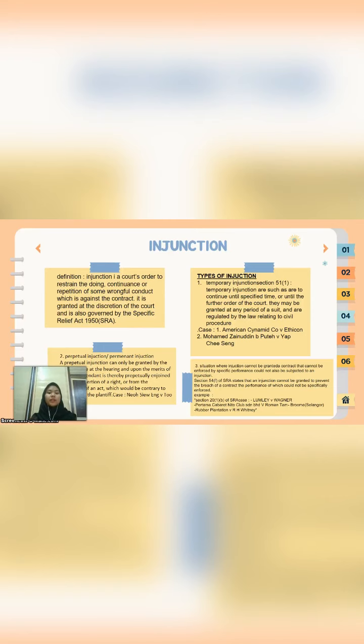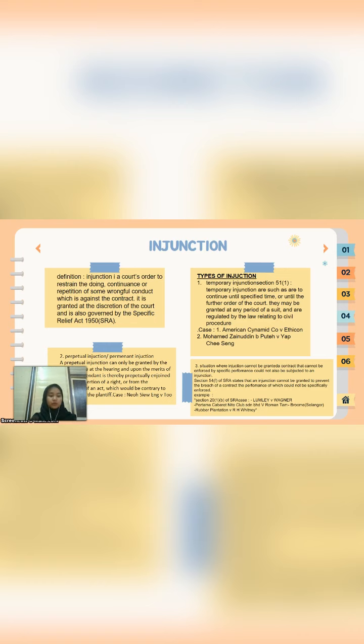Next, I will explain the injunction. In general, an injunction is a court's order to restrain the doing, continuance, or repetition of some wrongful conduct which is against the contract. It is granted at the discretion of the court, and it is also governed by the Specific Relief Act 1950. There are two types of injunction. The first one is the temporary injunction, and the second one is the perpetual injunction, in other words, the permanent injunction.